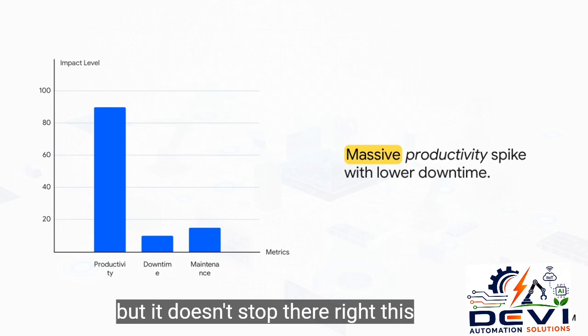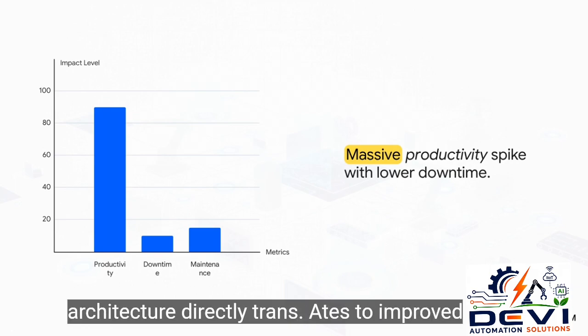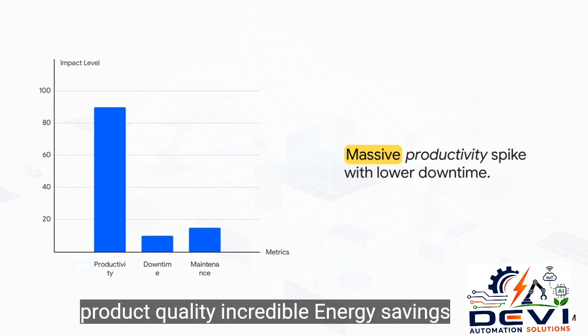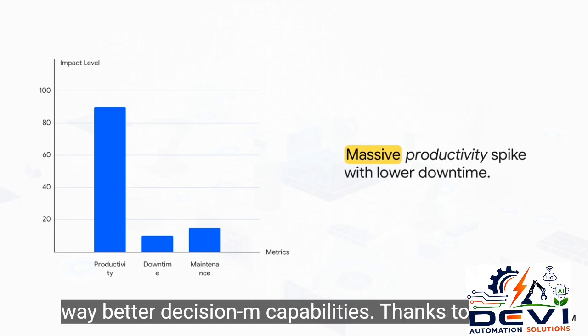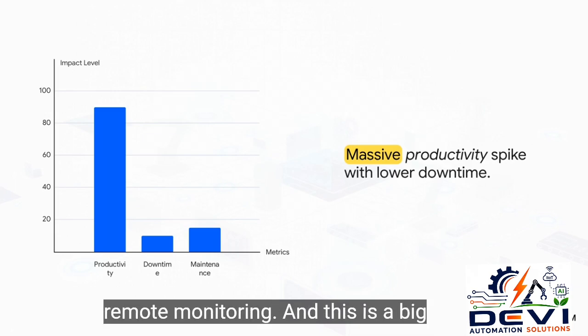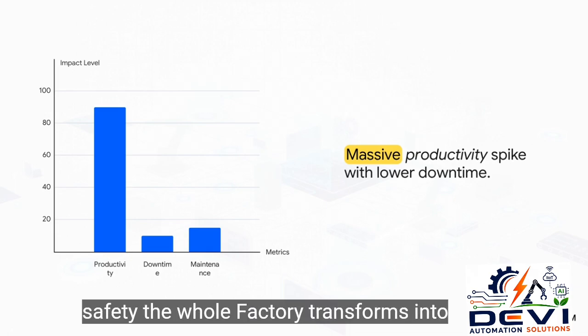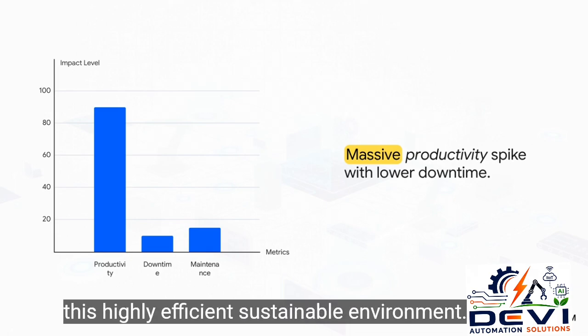But it doesn't stop there, right? This architecture directly translates to improved product quality, incredible energy savings, way better decision-making capabilities thanks to remote monitoring, and, this is a big one, drastically increased worker safety. The whole factory transforms into this highly efficient, sustainable environment.